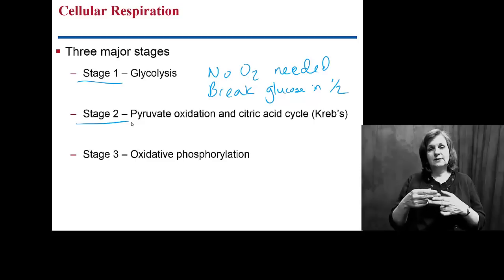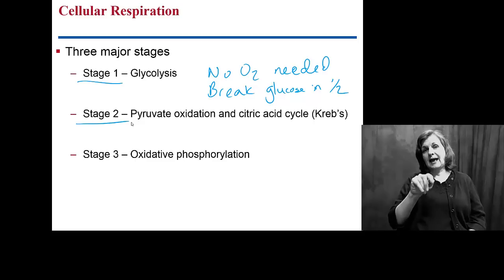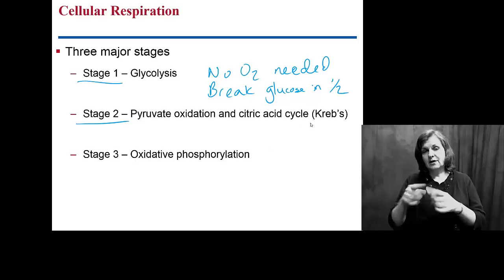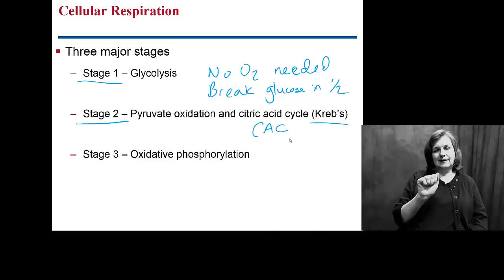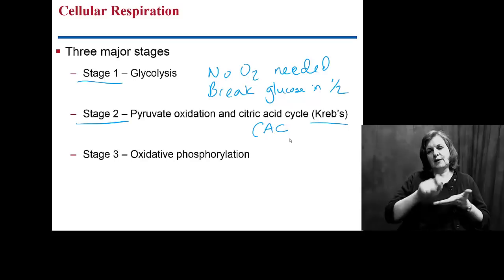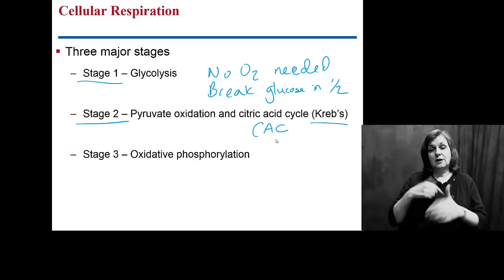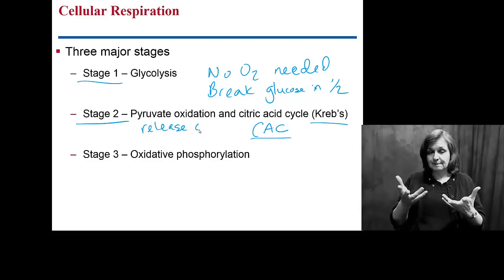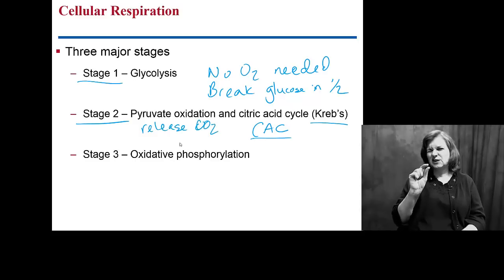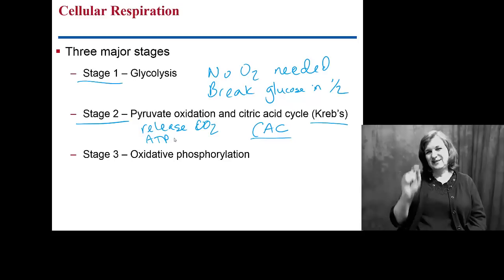Stage 2 is something known as the citric acid cycle, or some of you may know it as the Krebs cycle. I write it as CAC because I get tired of writing out citric acid cycle. But in this process, we're going to break down the rest of glucose as far as we can, and we're going to release CO2 and make a tiny little bit of ATP. Little bit.